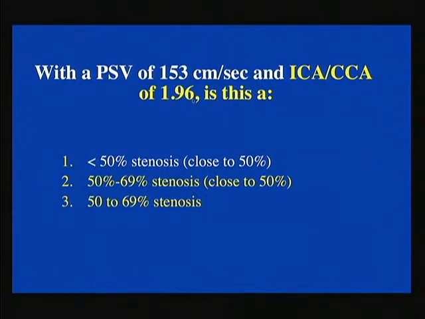What it should be is less than 50% stenosis, close to 50, because it's just below that 2. And we could have taken one of these 2 interpretations. This is probably inaccurate. But if we take the 153, then I don't think there's any doubt that it's 50 to 69%. So I apologize for the confusion on this one. You know, when there's yellow and white all over the place, when you're preparing these slides, you can get confused.